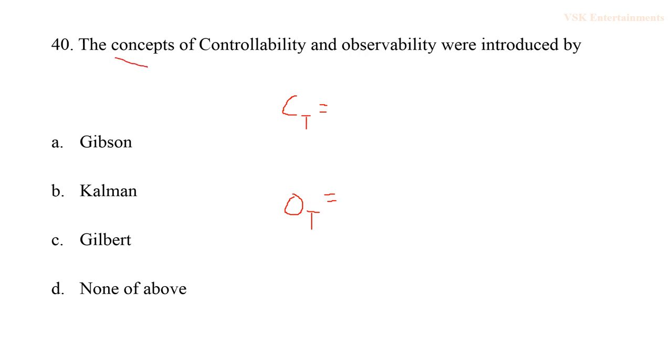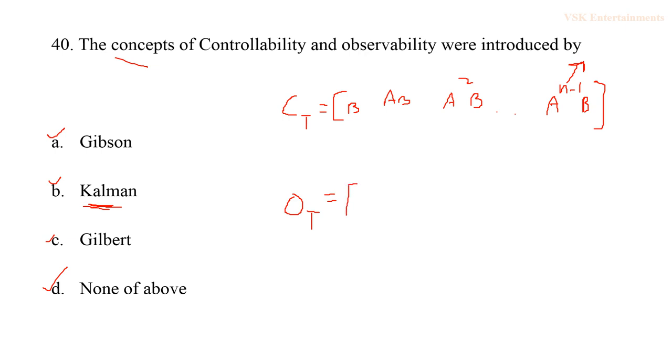Next bit is, the concepts of controllability and observability were introduced by, options are Gibson, Kalman, Gilbert, and none of the above. The concepts of controllability and observability were introduced by Kalman. By using Kalman's controllability test and Kalman's observability test, we identify controllability and observability of a given system. Kalman's controllability test is given as CT is equal to [B, AB, A square B, and so on, up to A power N minus 1 into B], where N represents the order of the given matrix.